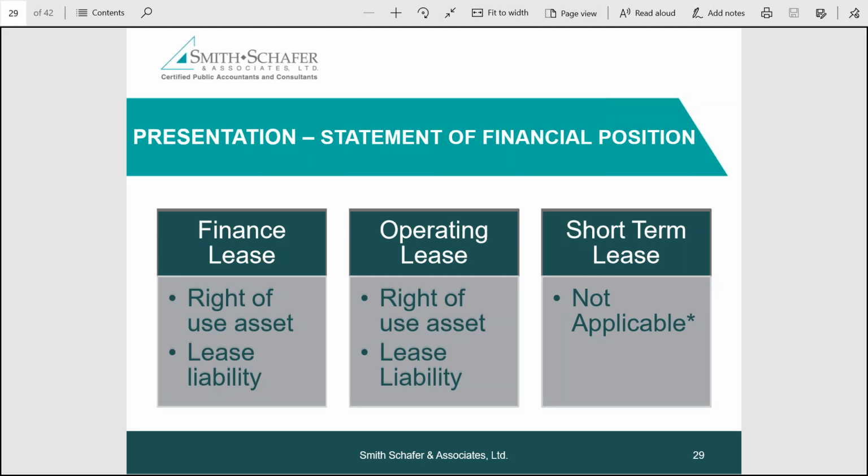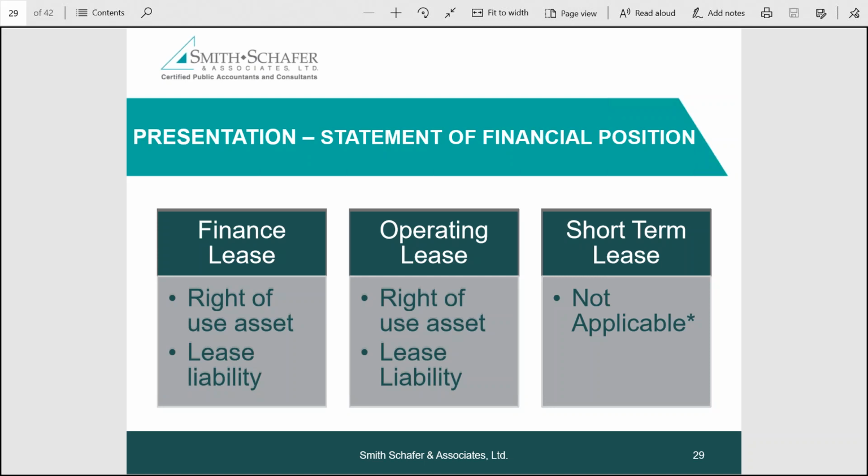The operating lease is where you will start to see your big change. Your operating lease will now be presented on your statement of financial position as, again, a right-of-use asset and a lease liability. So you're going to have new accounts, and you're going to have new debt. You're going to have debt for all these leases that you'll have to record.